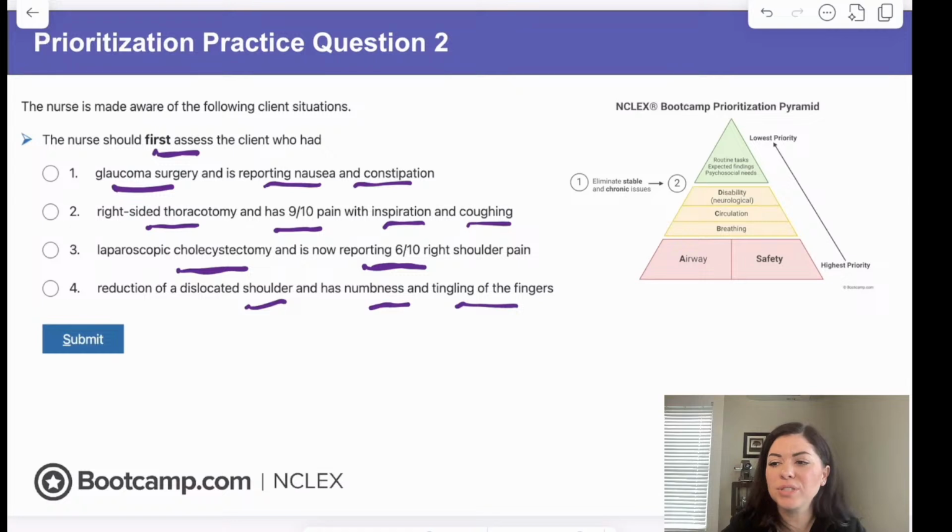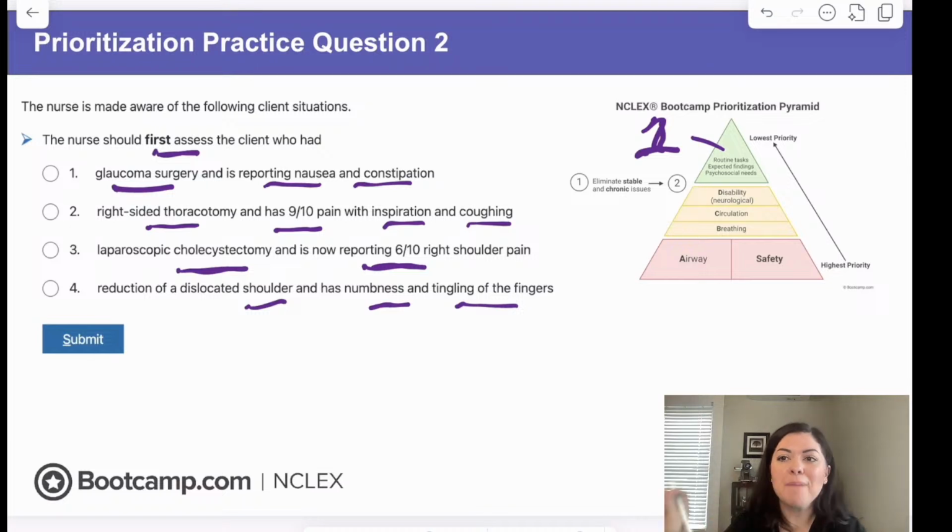So looking a little closer, in option 1, a client that had glaucoma surgery and is reporting nausea and constipation, we know that following any type of surgery, you can experience some nausea, some GI issues from anesthesia. And at this time, this client is stable and has some expected findings. Now, here is where I want to go ahead and give y'all another helpful NCLEX tip. Don't read into options. I used to do this as a student. It's very easy to do, but we want to be careful.